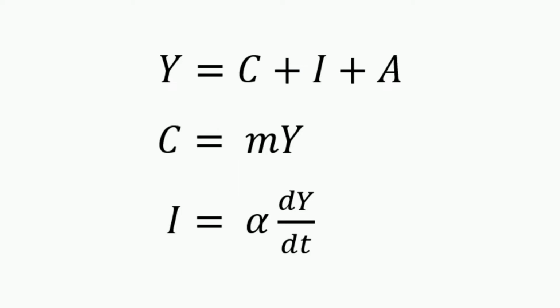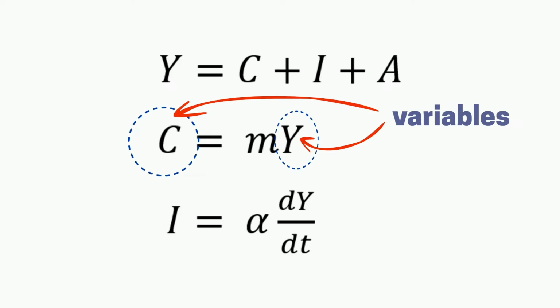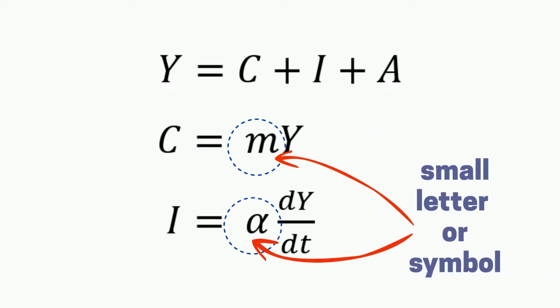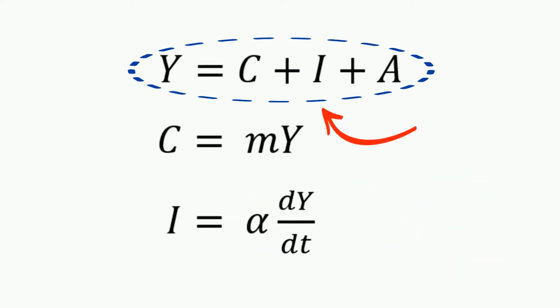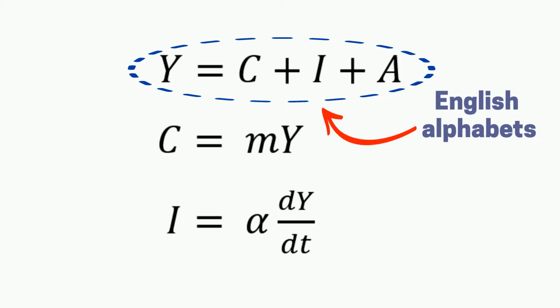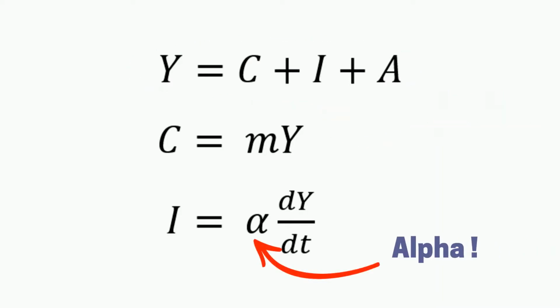In writing an equation, the rule that is generally followed is to express variables in capital letters and constants, coefficients, or parameters in small letters or symbols. English alphabets, uppercase or lowercase, are generally used to express economic situations mathematically. Symbols are also used that are actually Greek alphabets.